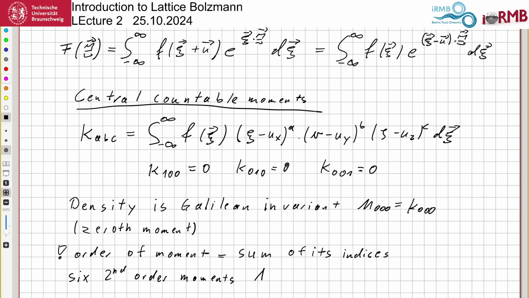The sum of the indices must be 2. So the easiest way is the first index is 2 and the others are 0, right? Then there is 0 2 0, also sum is 2, and 0 0 2. So these are 3 moments, and obviously then comes M110, M101, and M011. So there are exactly six moments of order 2.